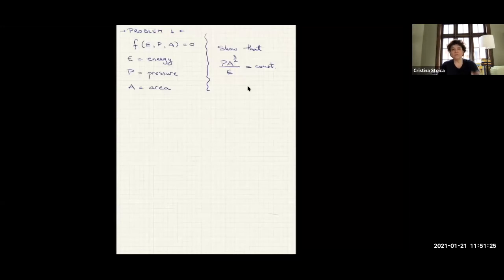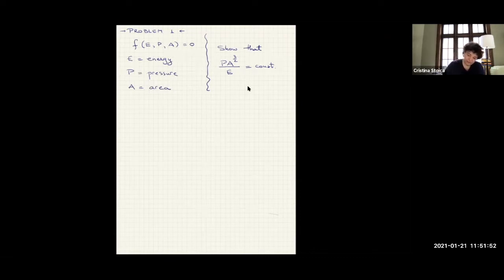The first problem we're going to look at is the following. It is known that in some physical phenomenon, the energy, the pressure, and the area are combined in a homogeneous law, and we are asked to show that this relation on the right-hand side is true. So let's get to work.